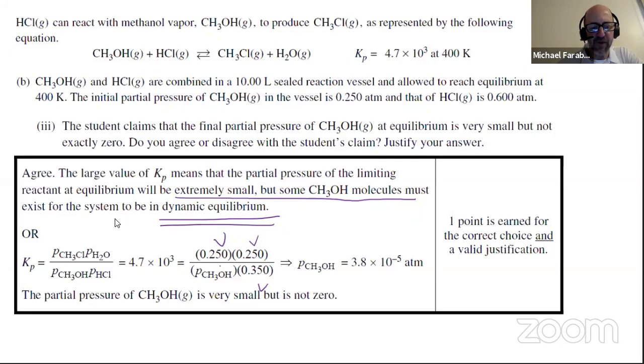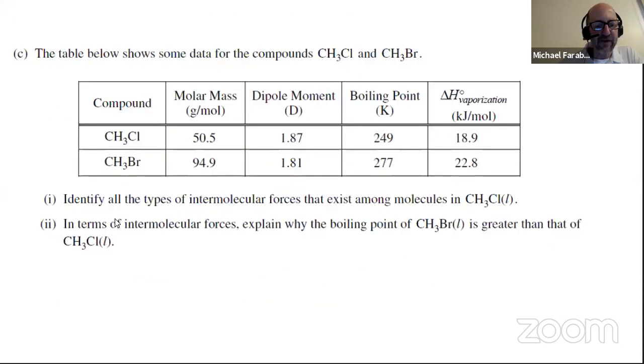So they went ahead and plugged in the numbers 0.25, 0.25, and 0.35 for the pressures of all the chemicals except for this. And when they set the expression equal to the K and solved for it, they got the value, which is really small. You didn't have to do that, but somehow indicate that the value of the pressure of CH3OH is very, very small, but not 0, because there should still be some of this reverse reaction occurring at equilibrium. All right, so the last part has to do with IMFs and then something about pressure. So again, hang in there.